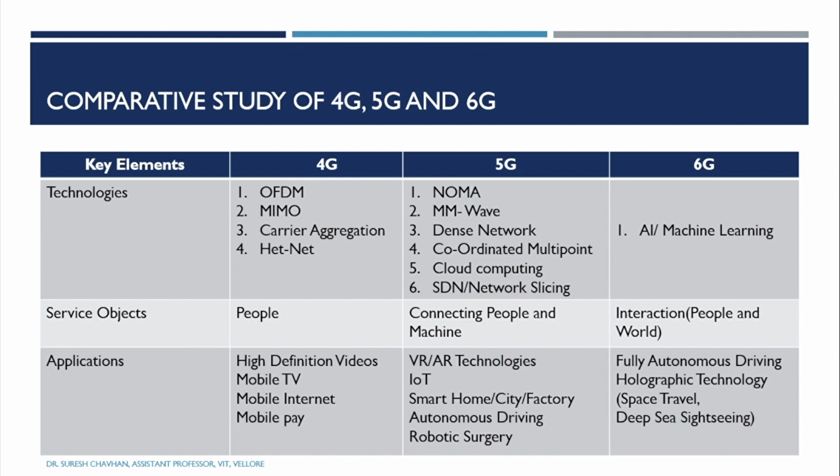So what they mean, the idea here in the robotic is, whatever the diagnosis procedures are there, those processes we need to code and dump into the robotic memory, and according to that it will do the surgery. But one point is very clear, this robotic surgery doesn't have any feelings. And in 6G, there will definitely be complete autonomous vehicles implementation, and holographic technology will be there, like space travel and deep sea sightseeing, etc.